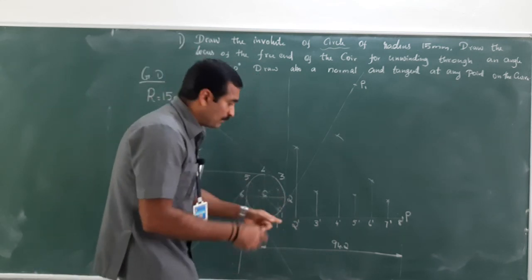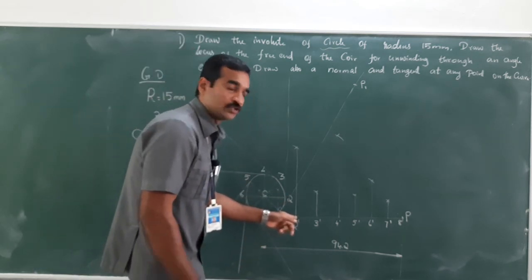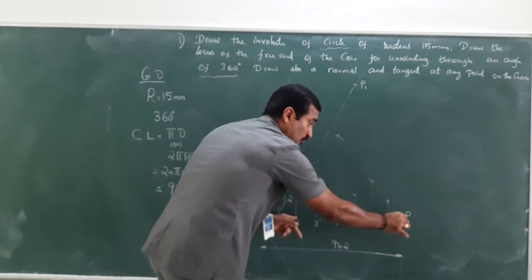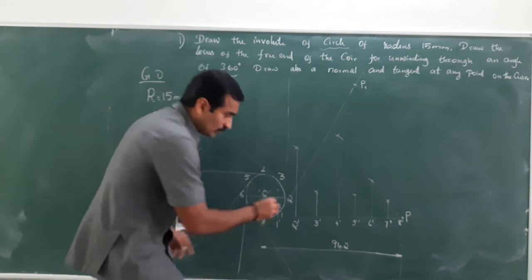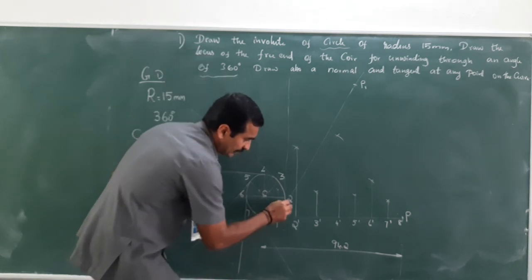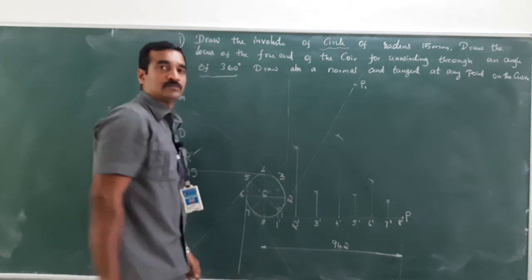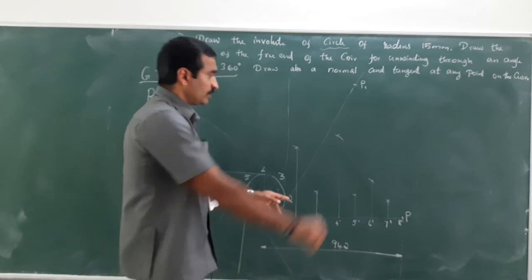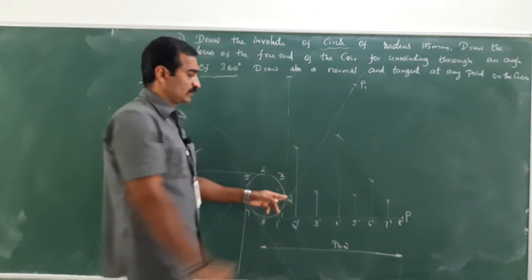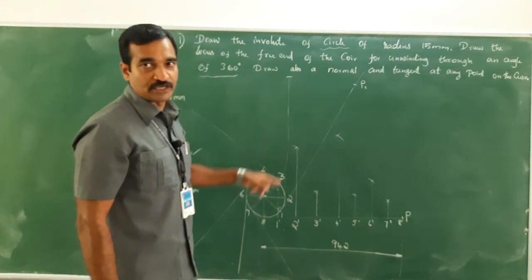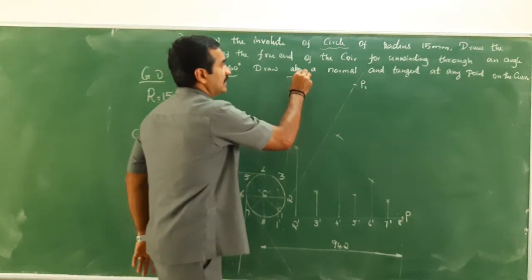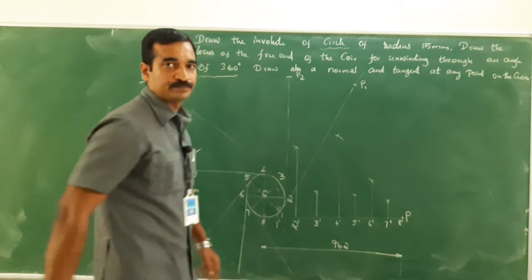Shift compass to point 2 dash to P. From where have I taken the measurement? From 2 dash. Now keep it at 2 and cut an arc on the line which has been extended from point 2. That is a tangential line. This point can be taken as P2.